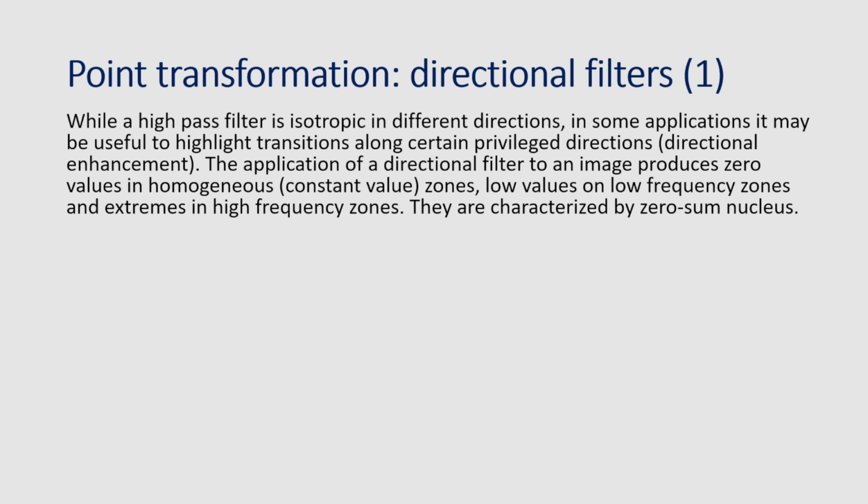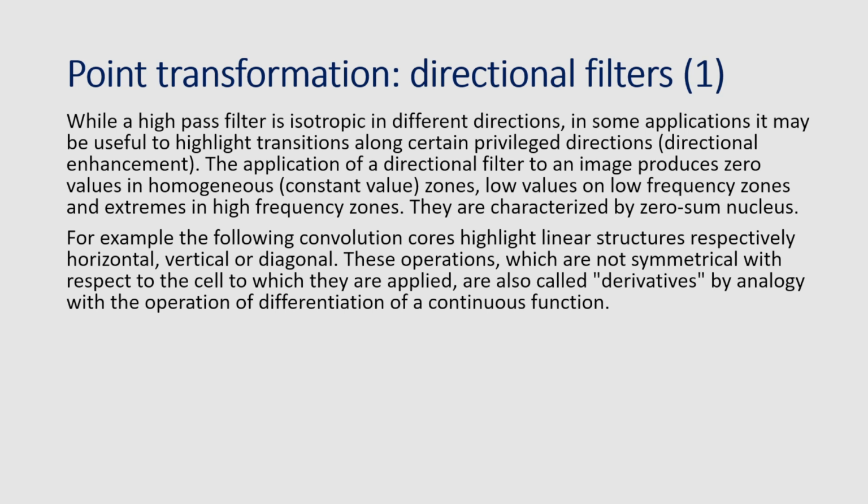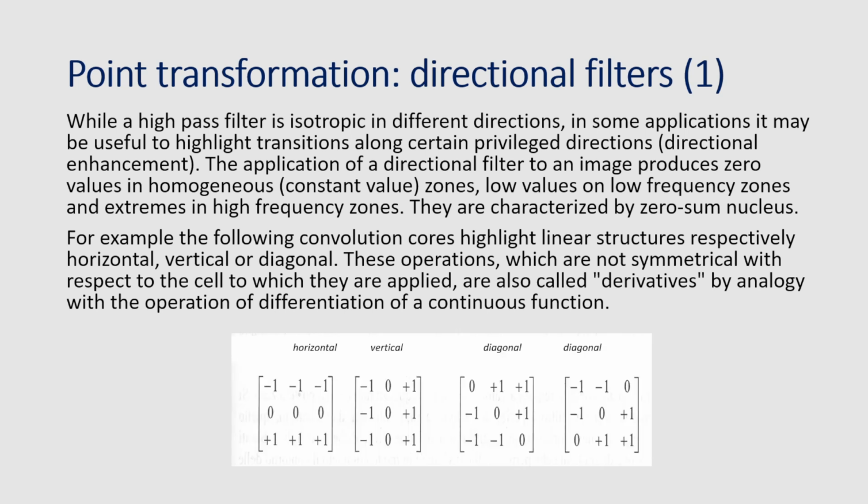The application of a directional filter to an image produces zero values in homogeneous, constant value zones, low values on low-frequency zones and extremes in high-frequency zones. They are characterized by zero-sum nucleus. For example, the following convolution cores highlight linear structures respectively horizontal, vertical or diagonal. These operations, which are not symmetrical with respect to the cell to which they are applied, are also called derivatives by analogy with the operation of differentiation of a continuous function.